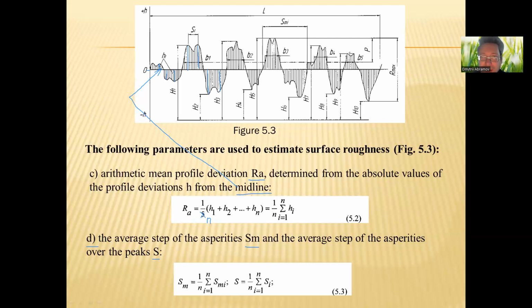You can see this parameter on the scheme. S suffix M, it's a middle line, and you can see parameter S suffix M. It's step, average step.